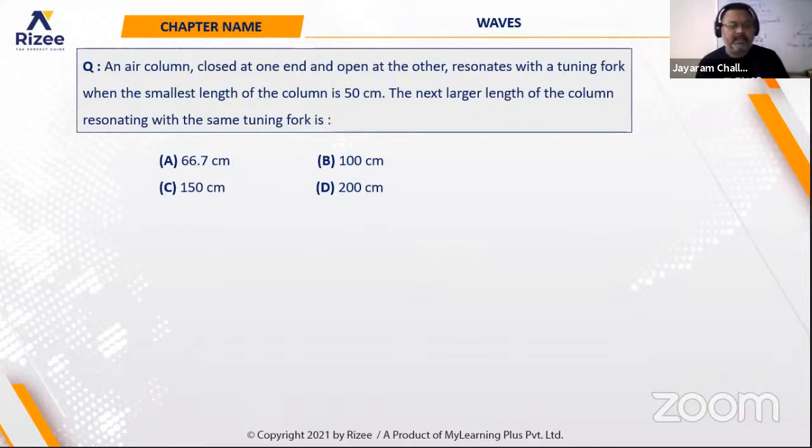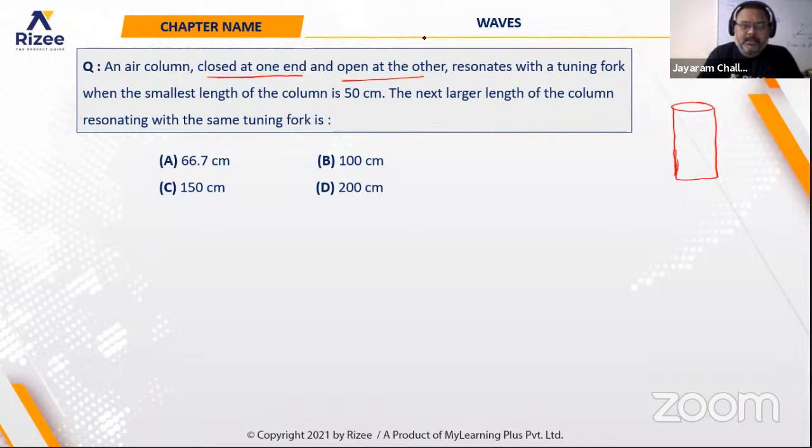Now, in this case, an air column closed at one end and open at the other. So there is an air column which is closed at one end and open at the other end. What do we mean by this? He is discussing a closed pipe with us. A closed pipe is the one which is open at one end and closed at the other end. So this is the case, please.